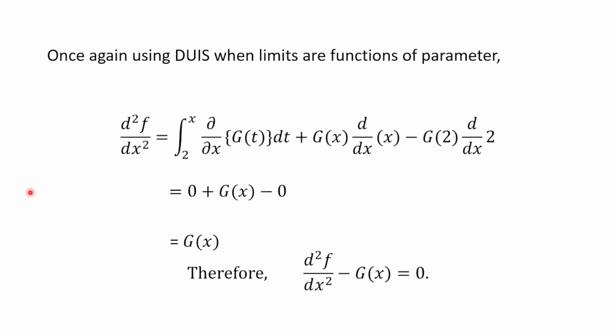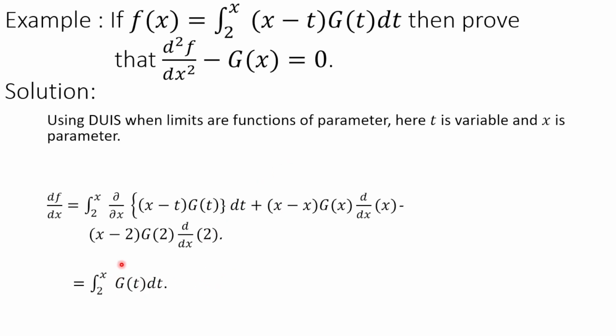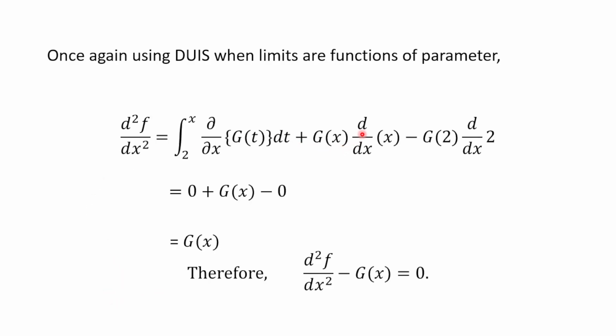So d2f by dx square will be equal to integral 2 to x ∂/∂x of g of t dt plus, what your integrand now is, g of t. So g of upper limit d by dx of upper limit minus g of lower limit d by dx of lower limit. Is that clear? g of x is our integrand now.